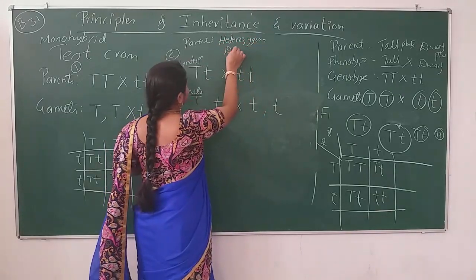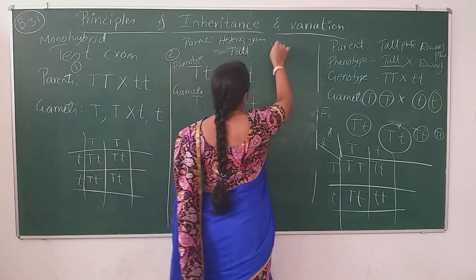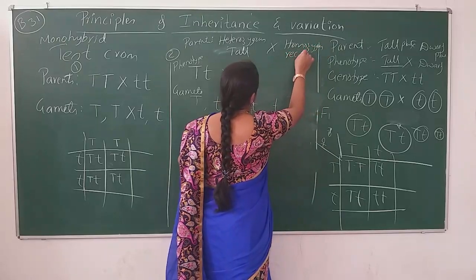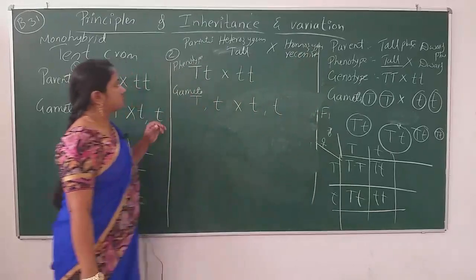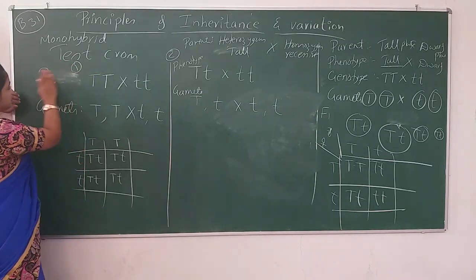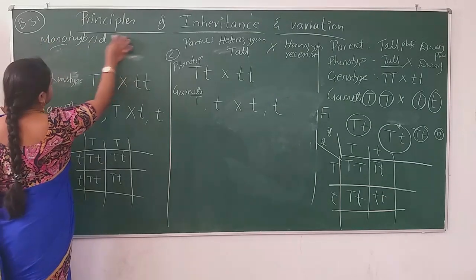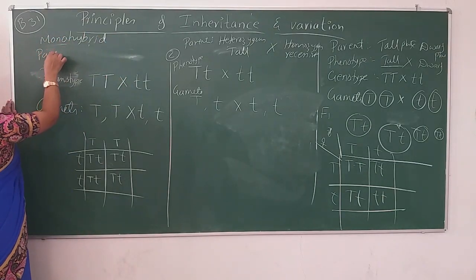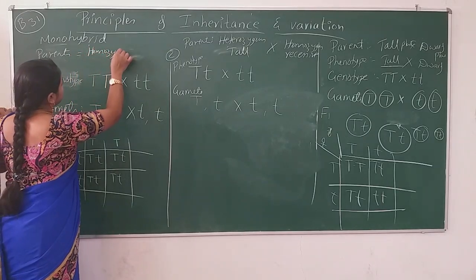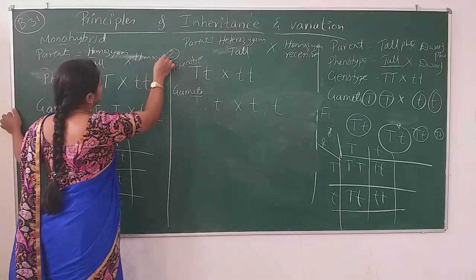heterozygous dominant, heterozygous tall, and homozygous recessive. You have to write like this. Make it correct here also. So consider this as the phenotype and the parents are homozygous tall and homozygous dwarf.